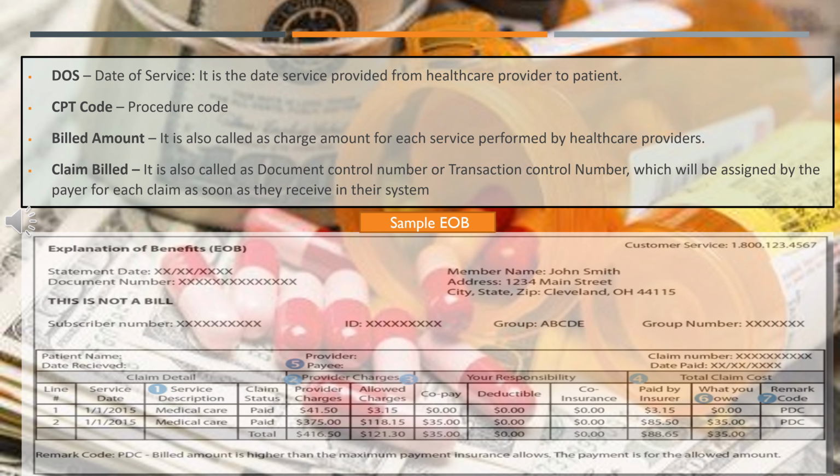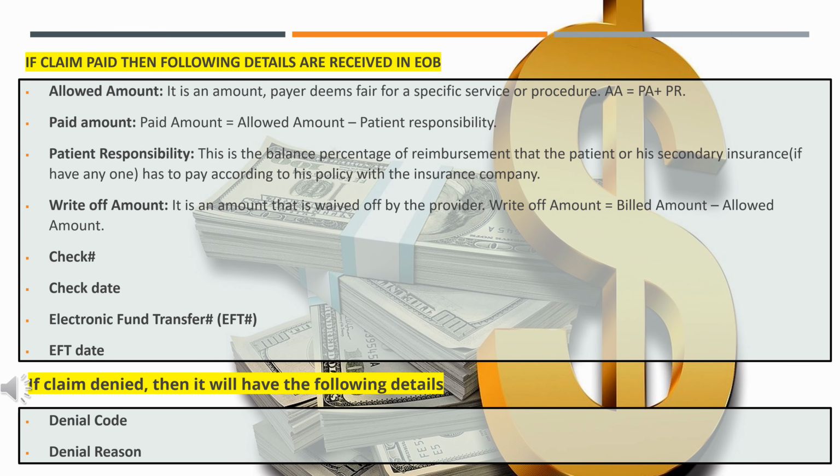CPT code, procedure code, billed amount. It is also called the charge amount for each service performed by healthcare providers. Claim number. It is also called document control number or transaction control number, which will be assigned by the payer for each claim as soon as they receive it in their system. If the claim is paid, then the following details are received in the EOB.